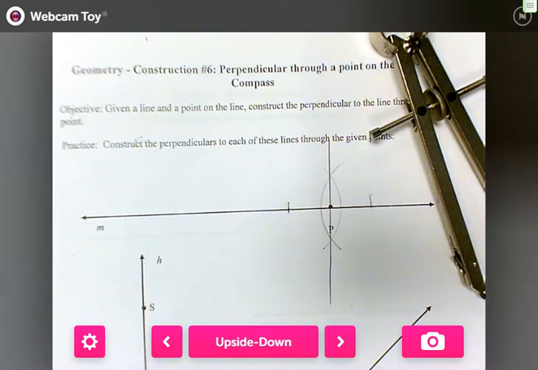Okay, make sure you're writing out your instructions. Write out your instructions.